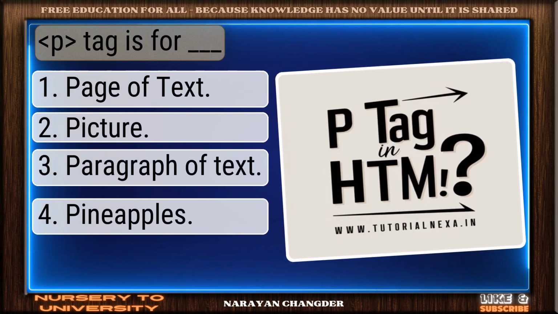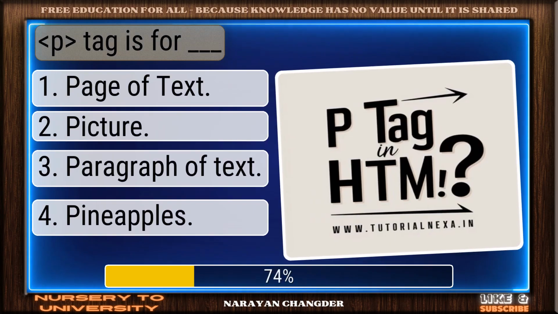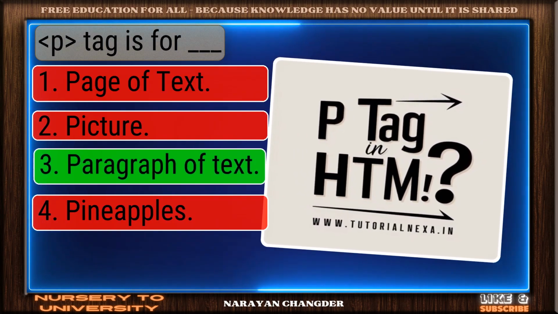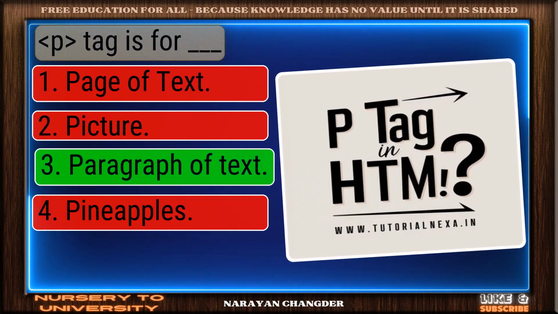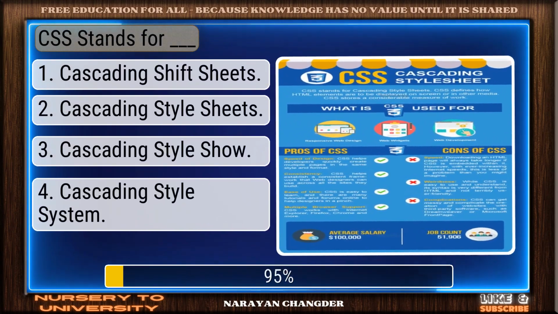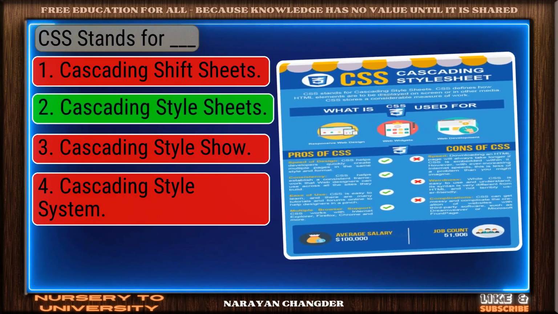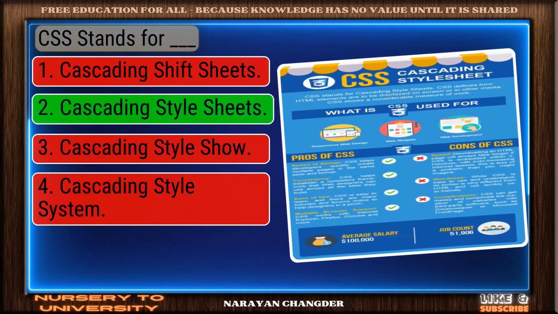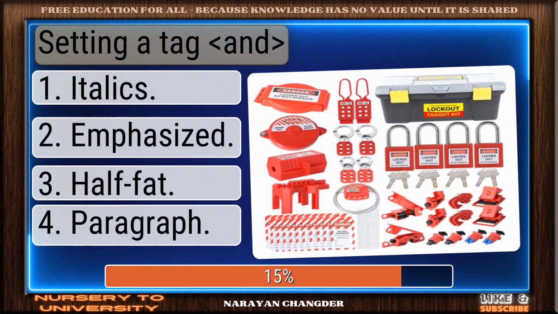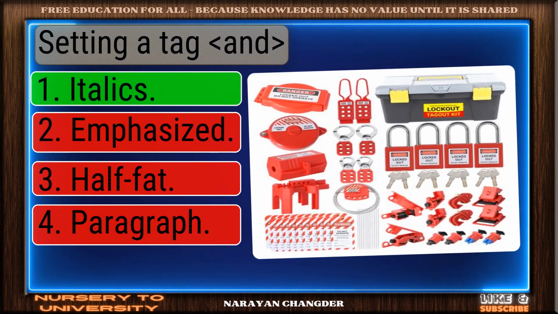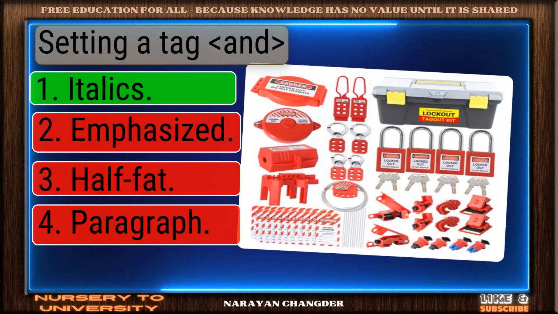P tag is for dash. You're right. Paragraph of text is the correct answer. CSS stands for dash. Nice work. You chose cascading style sheets, and it is correct. Setting a tag and. Great thinking. Italics is the right choice.